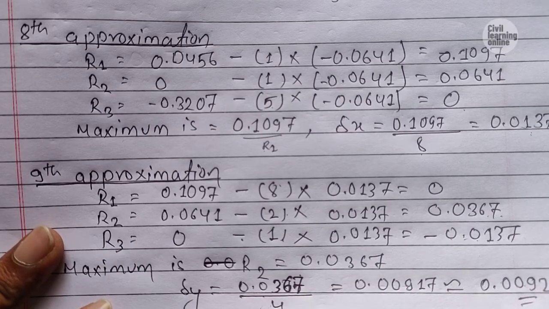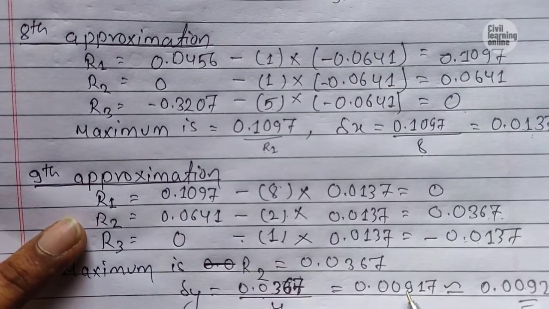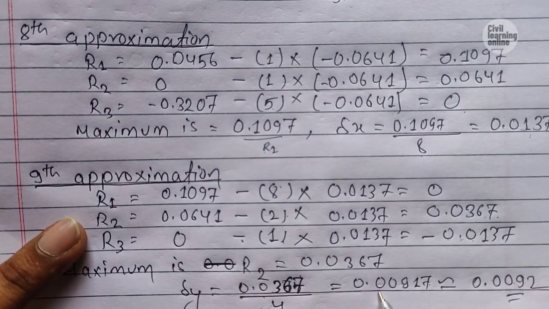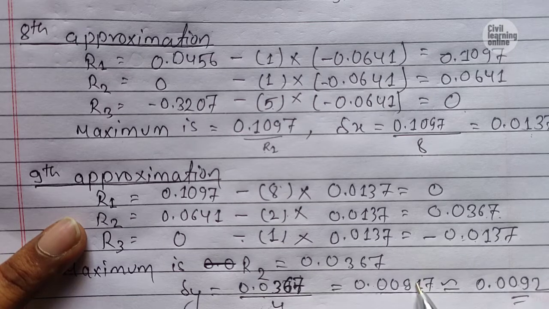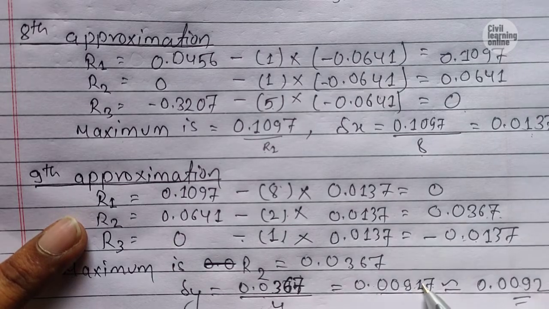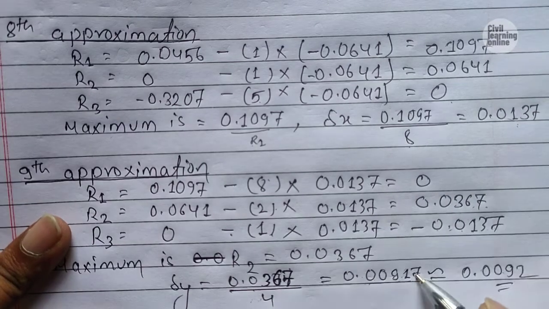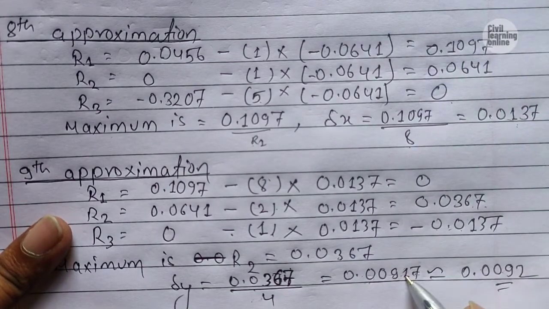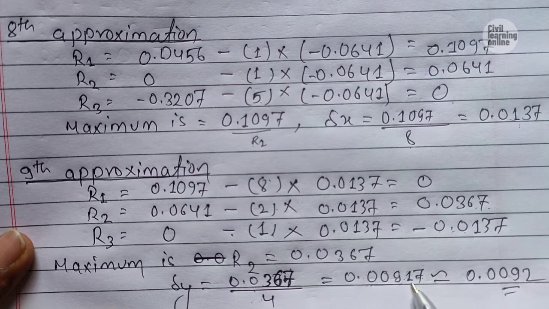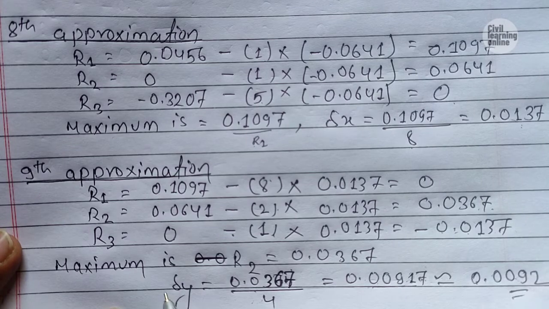Now divide this with the greatest value among del y. In del y we have the greatest value as 4, so divide this by 4, and on doing so we will get 0.00917, and we have to take up to 4 decimal places. So we need to round off this one, as 7 is greater than 5. Whenever a number is followed by 5 or more than 5, then we have to increase the preceding number by 1 for rounding off. So 7 is greater than 5, so we need to write this 1 as 2. So we will have 0.0092, and that is the value of del y in the 9th approximation.